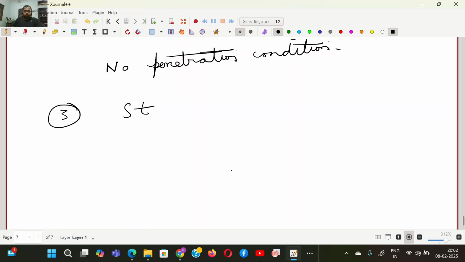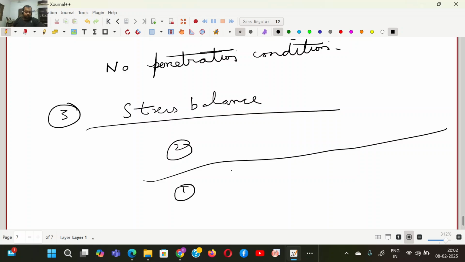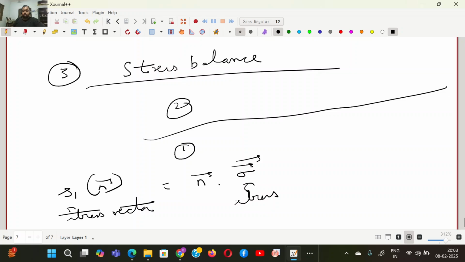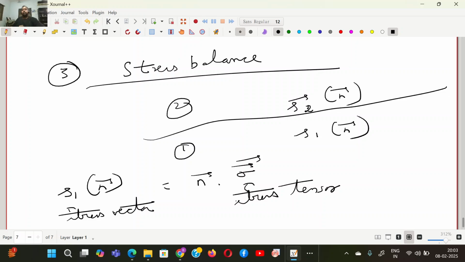Third is stress balance. Okay. This is medium 2. This is medium 1. I already told you that the stress vector in some direction, where n is the normal vector to that surface, is just the normal vector dotted with the stress tensor. Fine. So here it is like S2n now because medium 2, S2n. This is S1n.